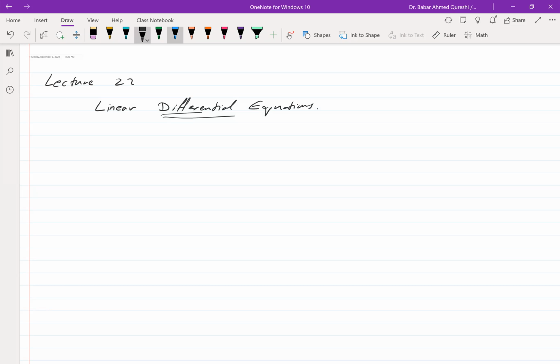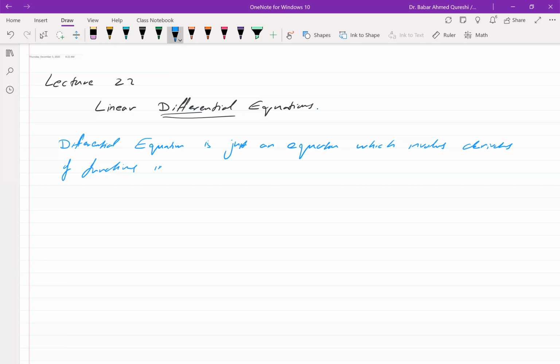So what is a differential equation? I suppose you haven't studied differential equations, but you have certainly studied derivatives. So let's get an idea of what a differential equation is. A differential equation is just an equation which involves derivatives of functions in its expression.